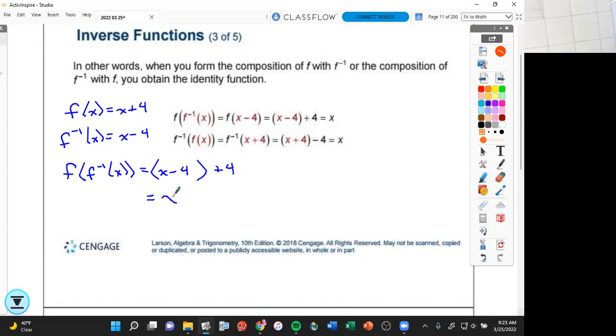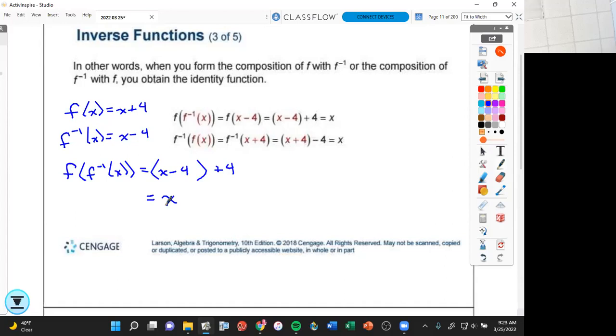Okay. And that's what they did. I'm just kind of talking through it. That might be helpful for you. So if you take the inverse and plug it into the original function, you're going to get x. Do it the other way around, you're going to get x.